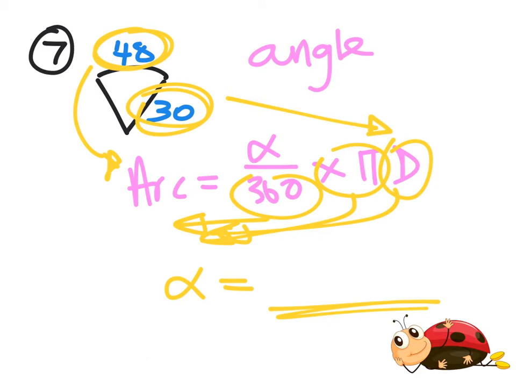Remember, when these things here, the 360, the pi and the d all go over to this side, they do the opposite. So here it's divide, so it's times. Here it's times, so it's divide. Here it's times, so it's divide. And remember the arc's 48.